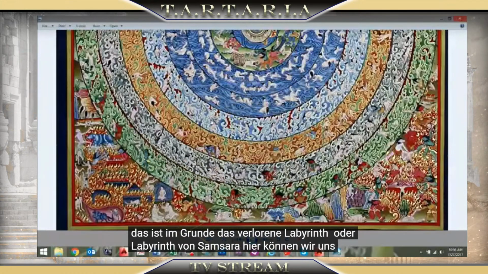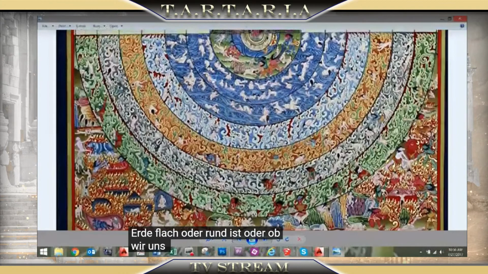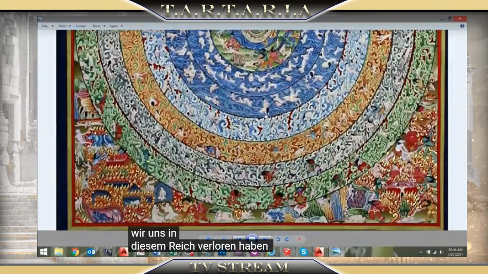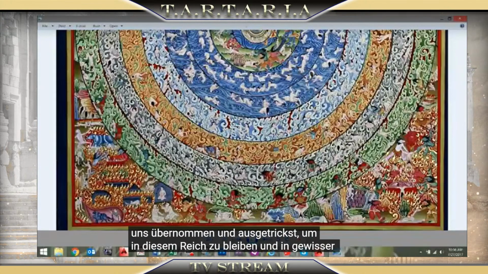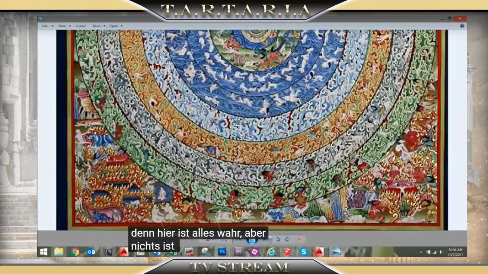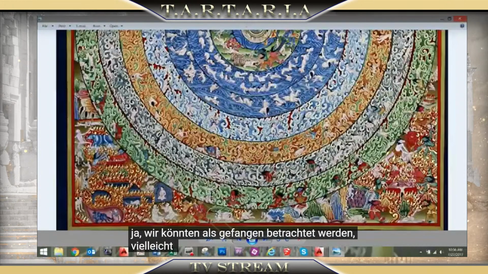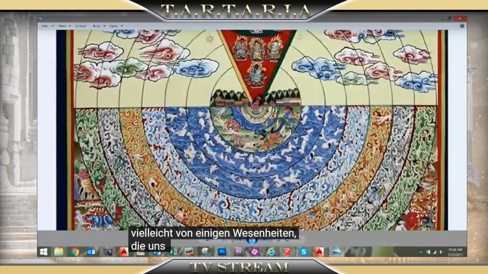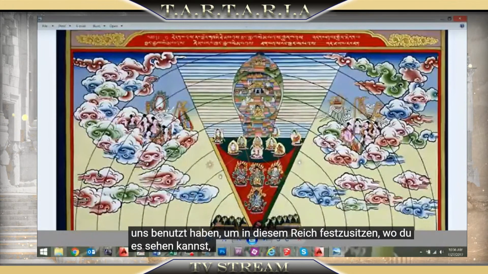This is where you can get infinitely caught up in all kinds of details, whether the earth is flat or round, or whether we lost ourselves in this realm, or whether there were demons that took over and tricked us to stay in this realm. And in a way, it's all true, because in here everything is true, but nothing is the truth. What is true is for now, and what is the truth is always the truth. What is true is that yes, we could be considered trapped in here, maybe by some entities that wanted to capture us and have used us to be stuck in this realm. Well, you can see it any way you want.